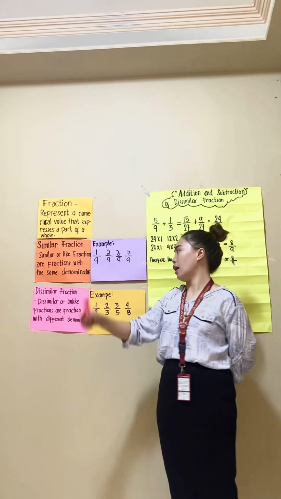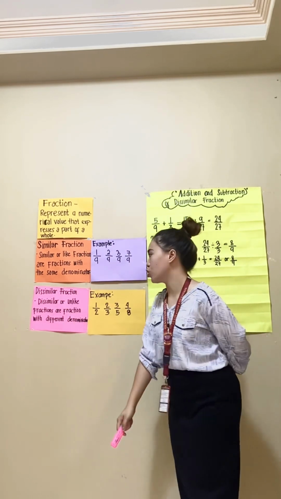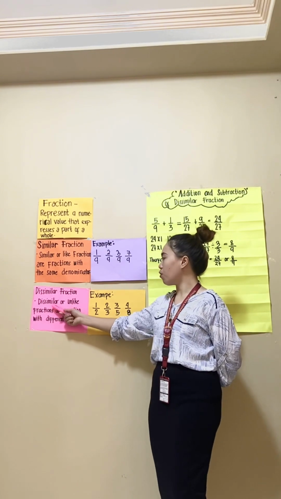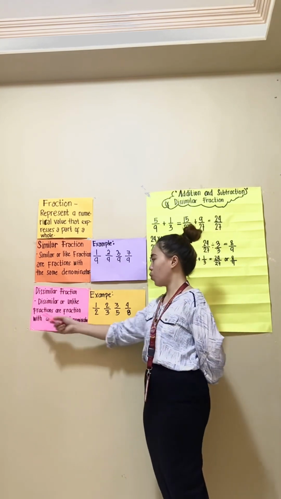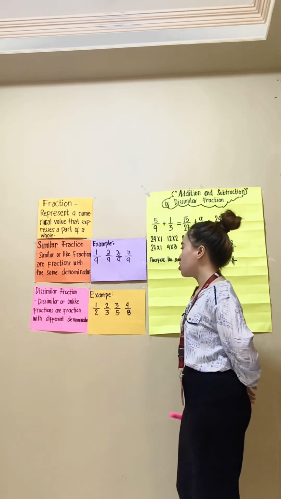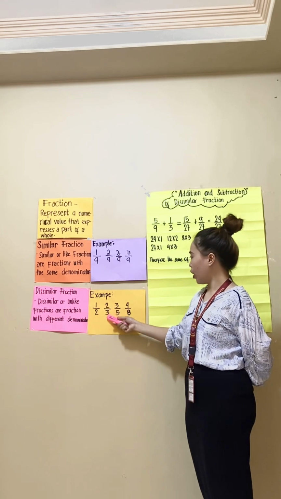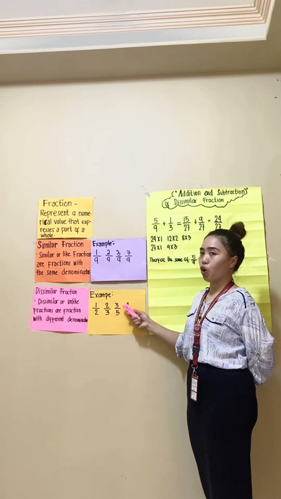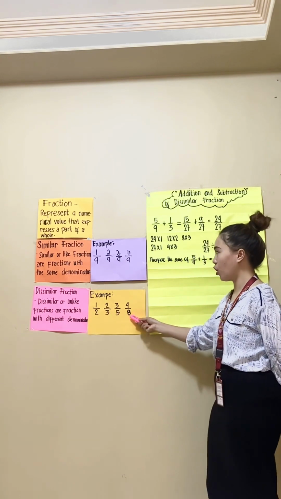Next, we have dissimilar fractions. What is a dissimilar fraction? Dissimilar or unlike fractions are fractions with different denominators. As you can see in the example, we have 1/2, 2/3, 3/5, and 4/9. They have different denominators.